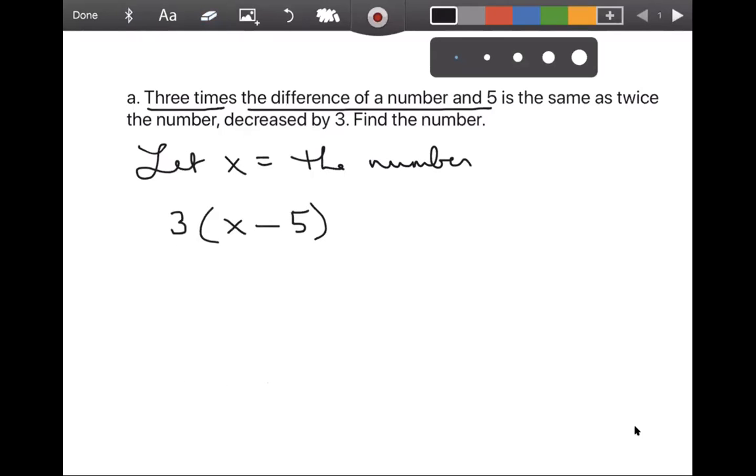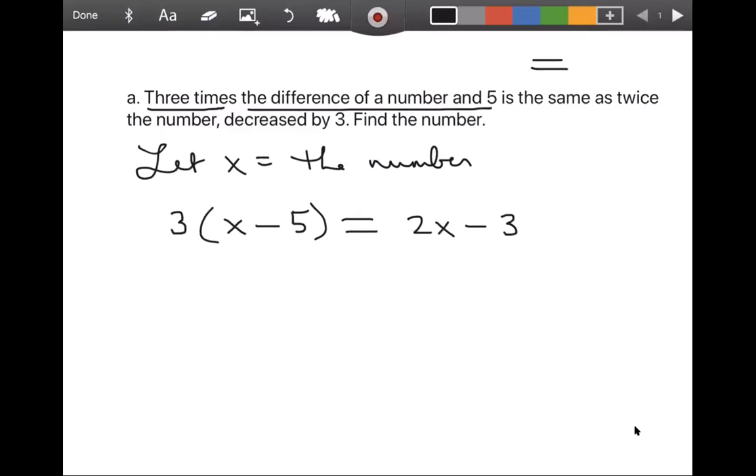And now we go, is the same as twice the number decreased by 3. So this time it's not going to get the parentheses, because it's twice the number and then decreased by 3. So that's our equation. It's a pretty simple equation.